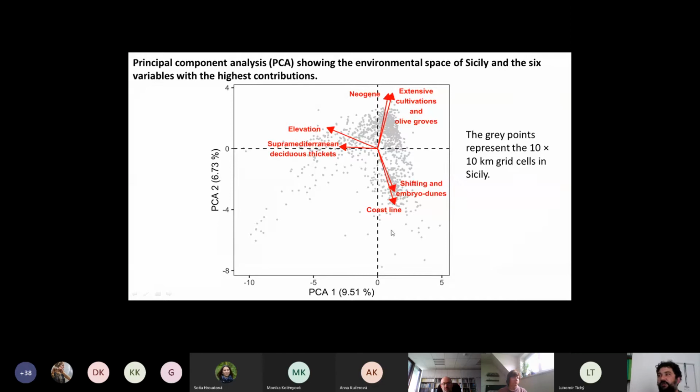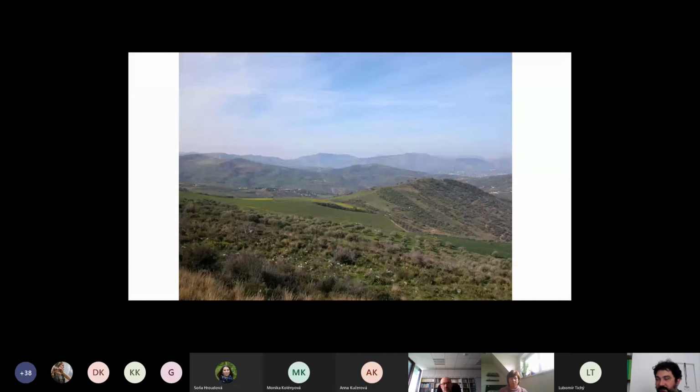We have extensive cultivation and olive groves in the upper part that are correlated with the Neogene soil, and then in the left part we have the elevation correlated with the supra-Mediterranean deciduous thickets vegetation, and then in the lower part there is the coastal area, mainly related to shifting and embryo dunes. So here I will show you some pictures of how Sicily looks, this upper part, this extensive cultivation with olive trees, as you see in this photo, and also this vine cultivation.